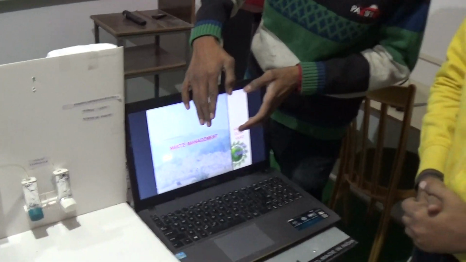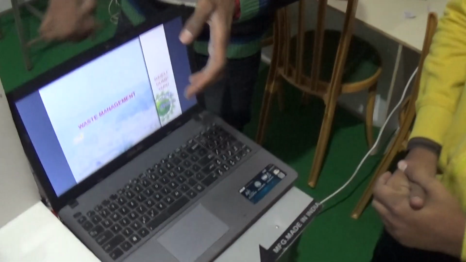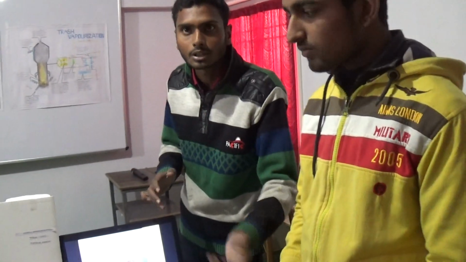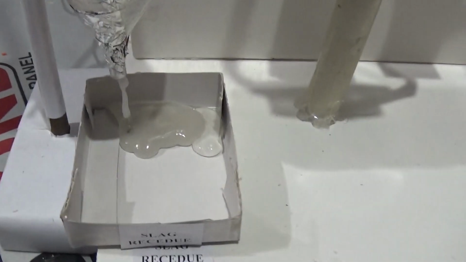present in our locality, and this idea came to us because we were seeing a lot of problems being faced there, and thus we selected this project.